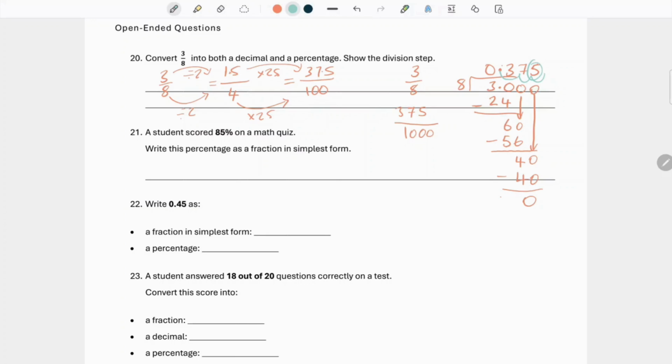So we need it over 100. So what do we need to do to get it over 100? So we divide the numerator and denominator by 10. So we end up with 37.5 over 100, which we know is 37.5% because it's out of 100.